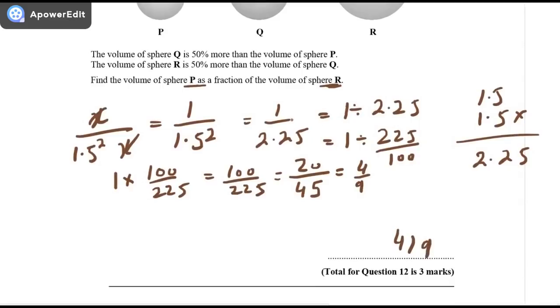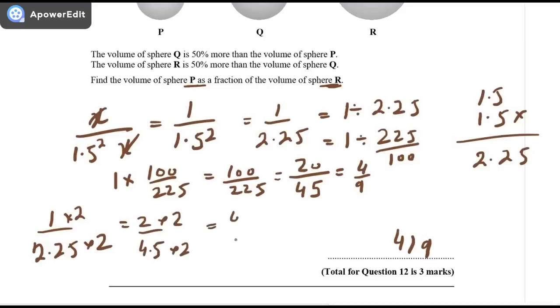So there's another way to do this question as well. If you have 1 over 2.25, then you times by 2, then you times by 2, then you can get 2 over 4.5. Then if you double again, you get 4 over 9, so you get the same answer. It's up to you guys. You can use this method or that method. Okay, next question.